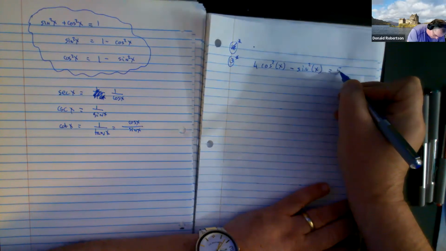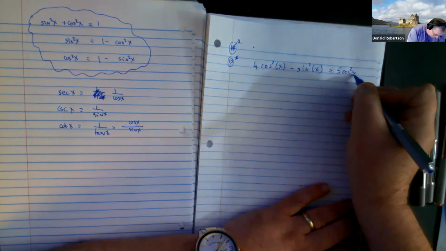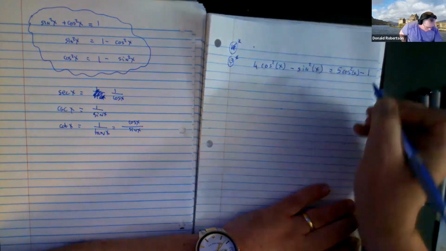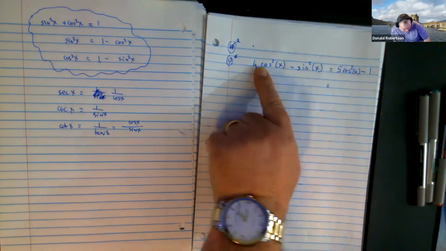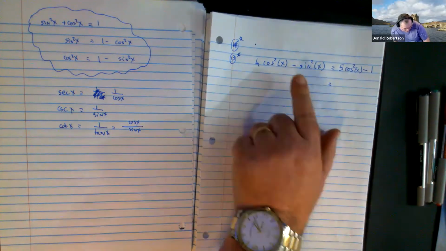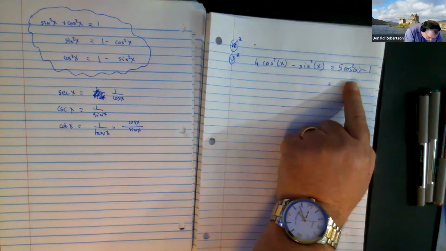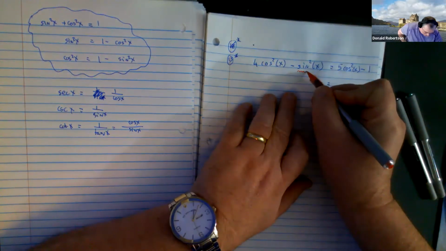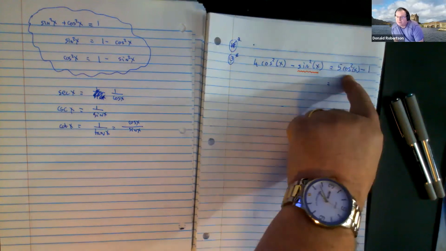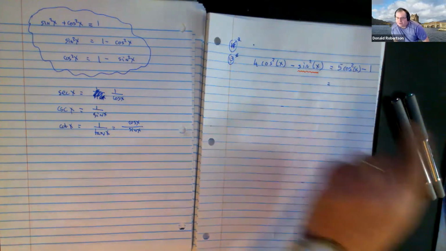No, scan to the wrong place, version of 13. 4 cos squared x, take away sine squared x, and we have to verify that it's the same thing as 5 cos squared x minus 1. Well, I look at this side and I look at that side, and I'm going to figure out what we got here. The thing that strikes me, hopefully it strikes you: doesn't this side have a sine squared and this side doesn't? Would you agree?